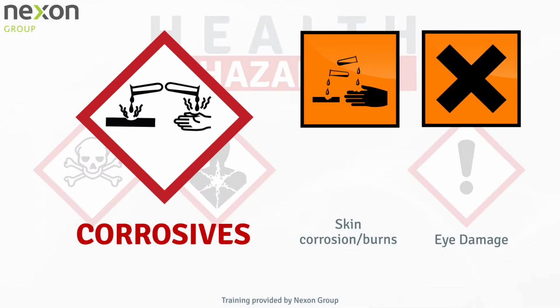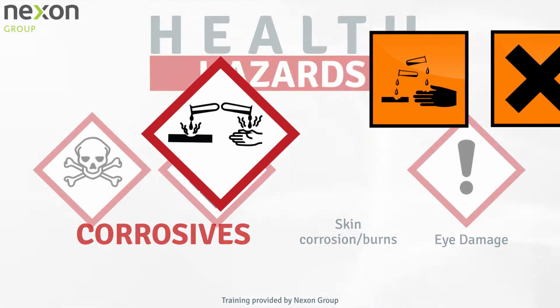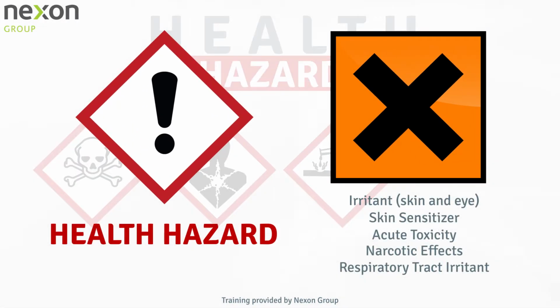Here is the symbol for corrosives, skin corrosion, burns and eye damage. As we saw earlier, this symbol is also used for corrosive to metal under physical hazards. Here we can see the exclamation mark pictogram for health hazards: irritant, skin sensitizer, acute toxicity, narcotic effects and respiratory tract irritant.